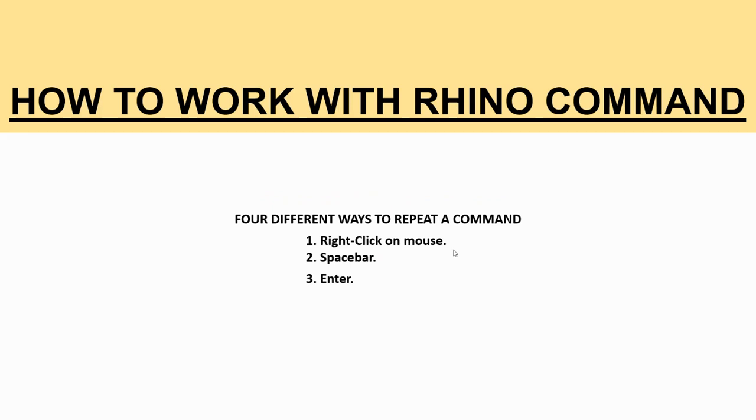The fourth option is right click in the command area. It will give you the list of previous commands, whether 5, 10 or 15, whatever commands you have used. It will list out all these commands in the command area. Now let's jump into the Rhino model and see how we can do this in a demo.